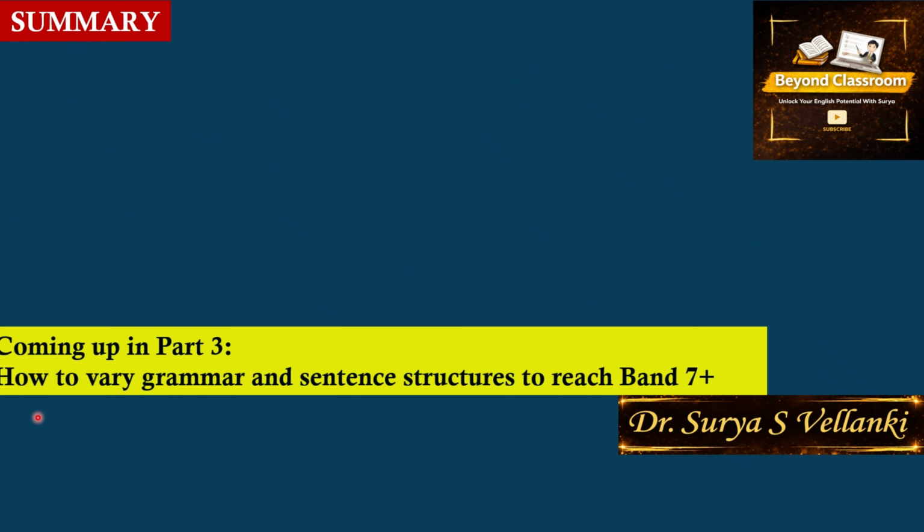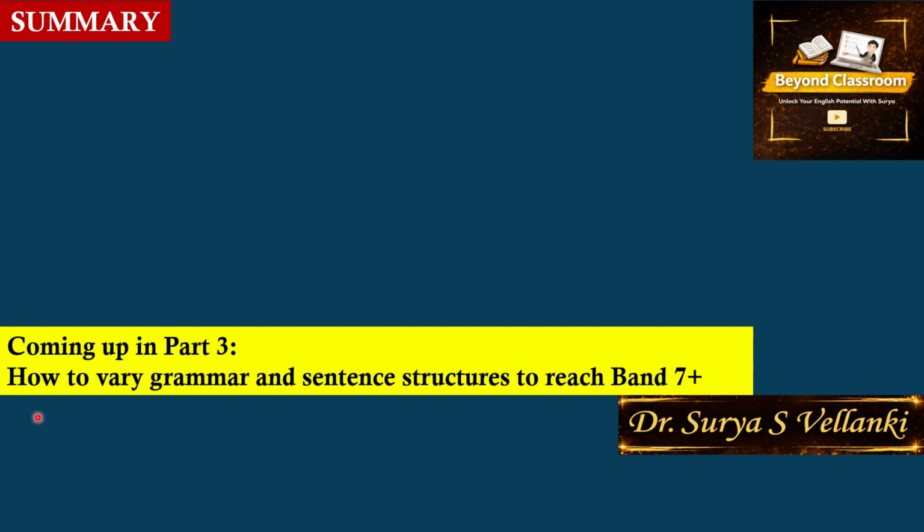In part 3 of the series, we will look at how to vary your grammar and sentence structures to make your writing more sophisticated and help you reach Band 7 and above.